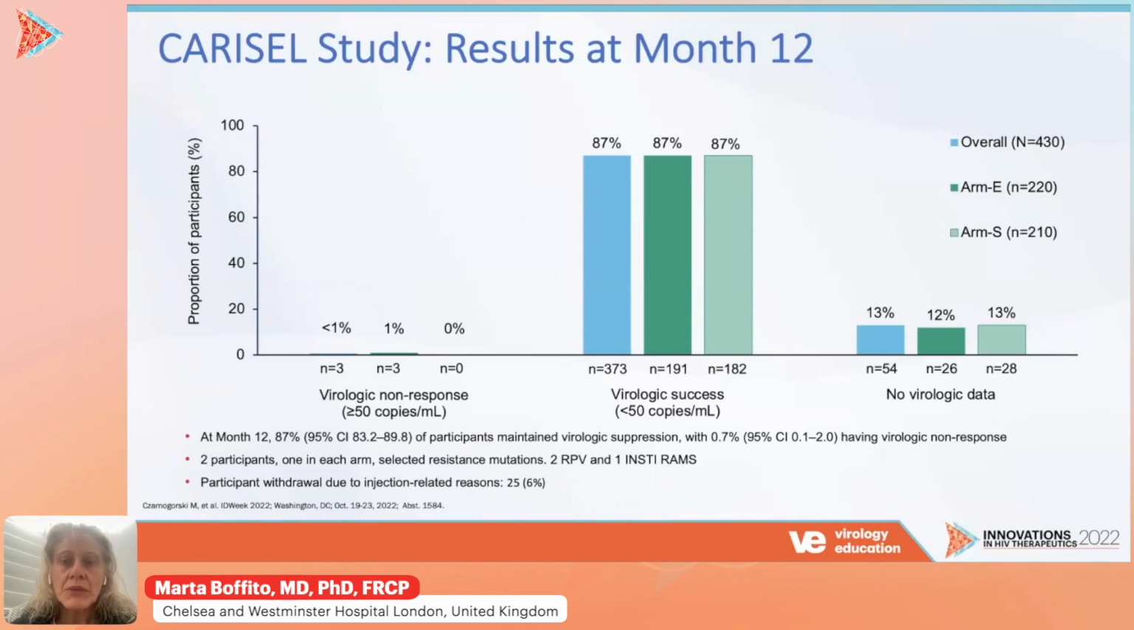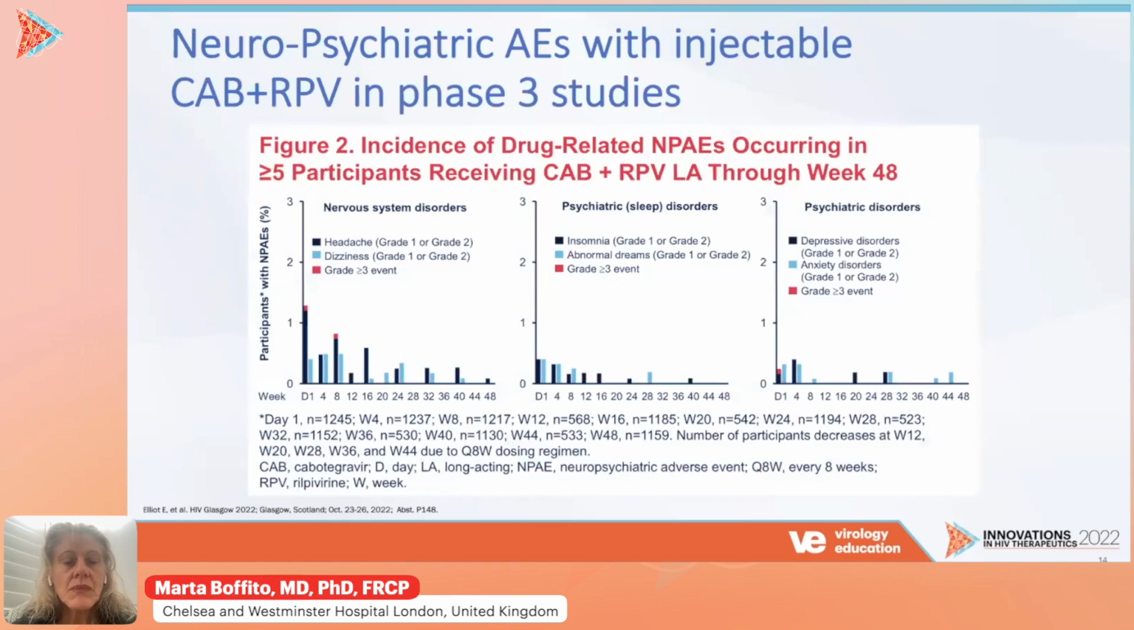And the most common adverse event was injection-related reasons that led to withdrawal in real-world data in 6% of participants, which was slightly higher than what was seen in clinical trials, where 2% of participants discontinued because of an injection-related reason. But we have seen that the side effects seem to improve over time when people are stable on injectables. In terms of other potential side effects, they were rare.